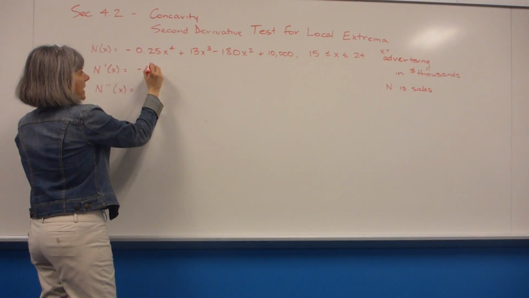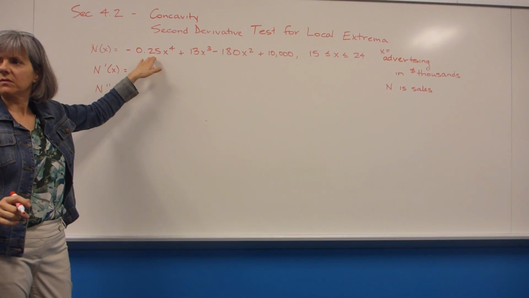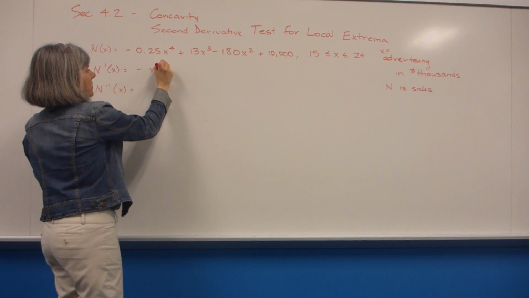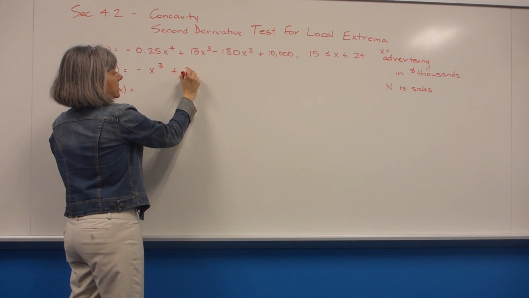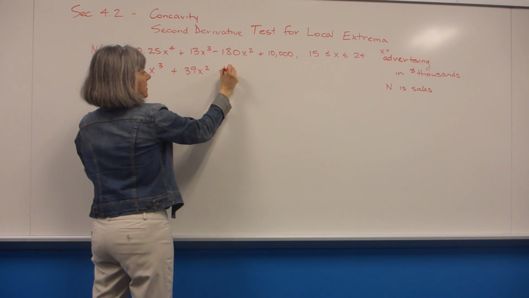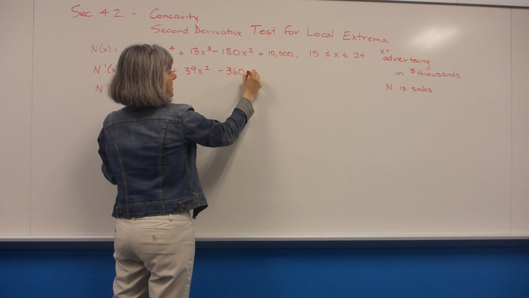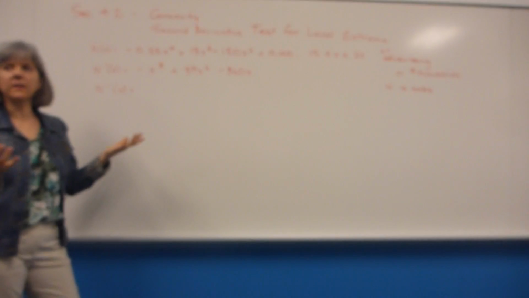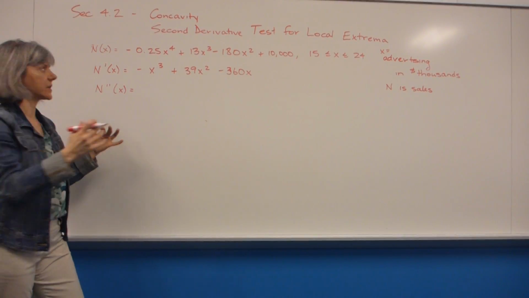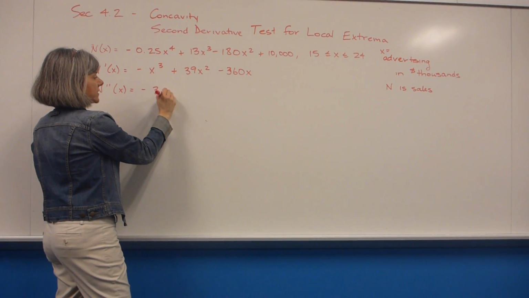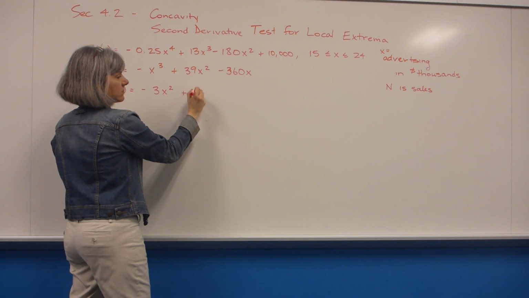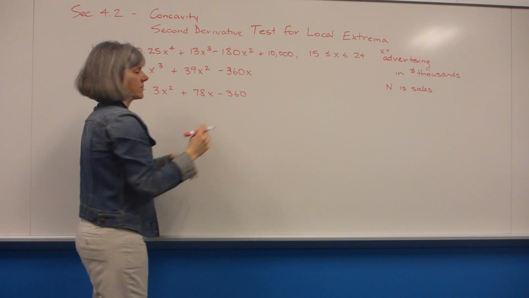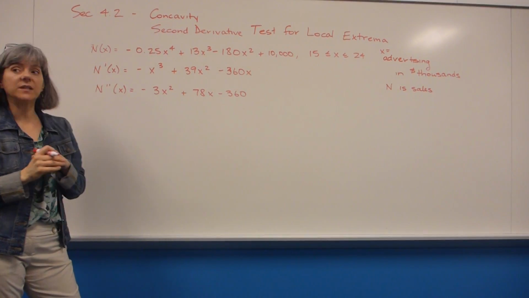So minus, I'm just doing 4 times 0.25 and getting 1, 4 quarters. So negative x cubed plus 39x squared minus 360x plus 0. So that got simple very quickly, and now it's going to simplify further. Minus 3x squared, plus 78x, minus 360. So now we need to factor that.